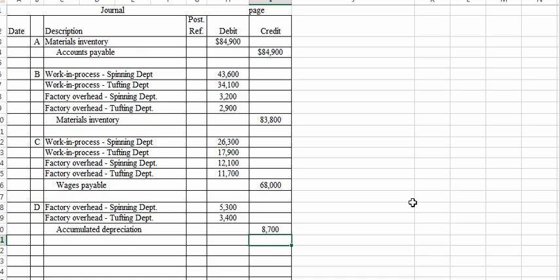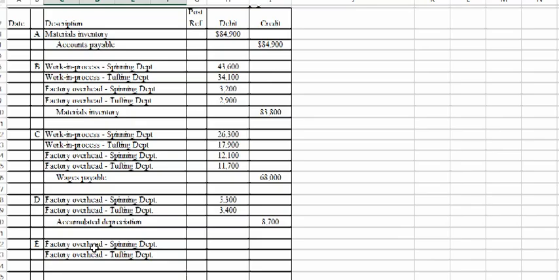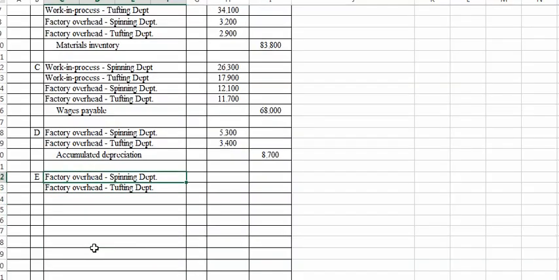Okay, if we're paying our insurance ahead on the factory, as that coverage expires, it becomes insurance expense. Well, insurance expense on the factory would be a part of the cost of factory overhead as well. So on E, getting a little bit repetitive here, isn't it? We're going to debit factory overhead by department, and they're breaking that insurance charge out by department somehow. Maybe by square footage. They're separating it out. Spinning department, they're giving them $1,200 of the insurance cost, and they're allocating $1,000 of the insurance cost to the tufting department.